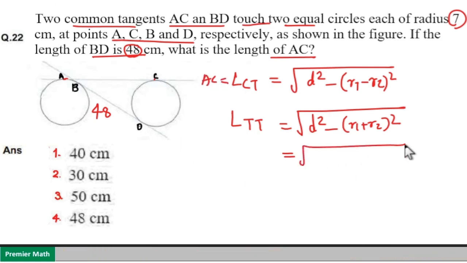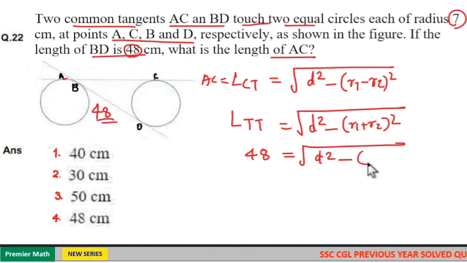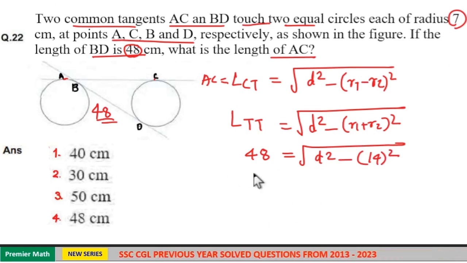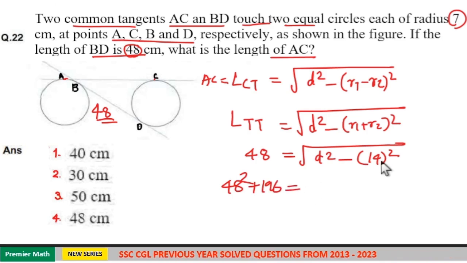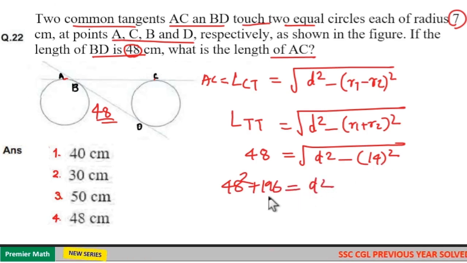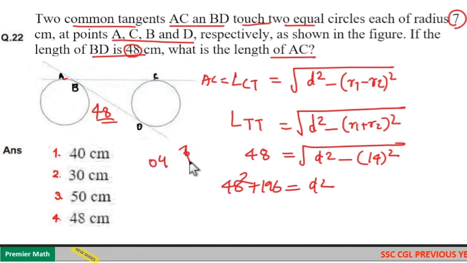Now here length of transverse tangent is equal to 48 cm and d square we don't know, and we have r1 plus r2. Both circles have same radius, so 7 plus 7, 14 square. Now square both the sides. 48 square plus 196, 14 square is 196, which is equal to d square. Now 48 square: 8 square is 64, remaining 6, 4 into 8, 32, 32 into 2 is 64, 64 plus 6 is 70, remaining 7, 4 square, 16 plus 7 is 23.